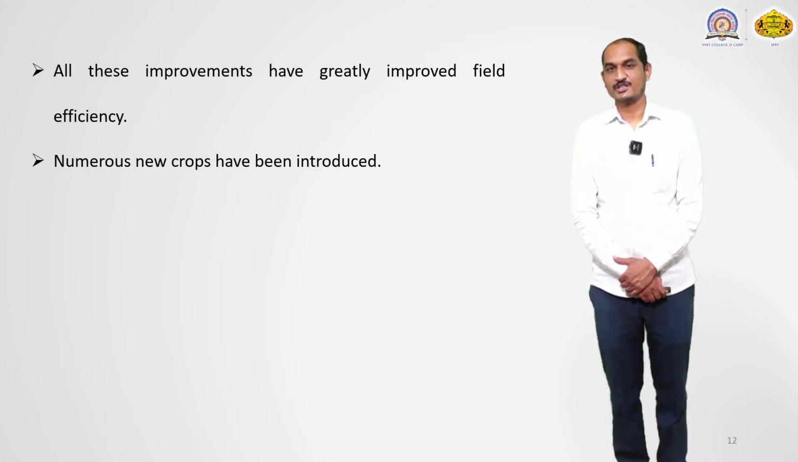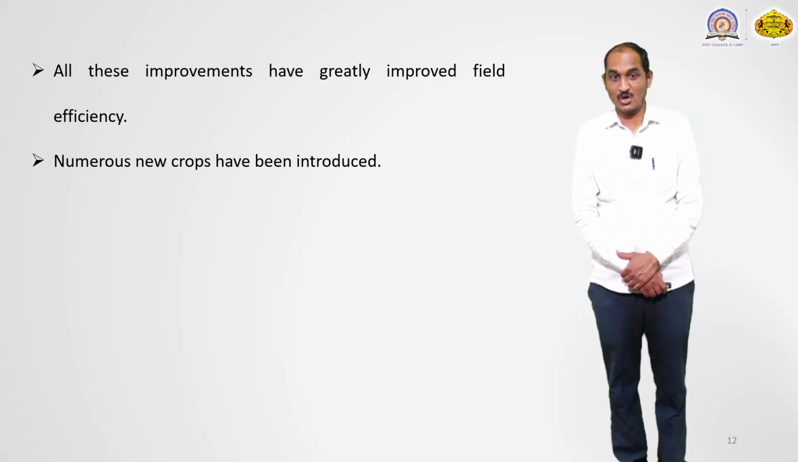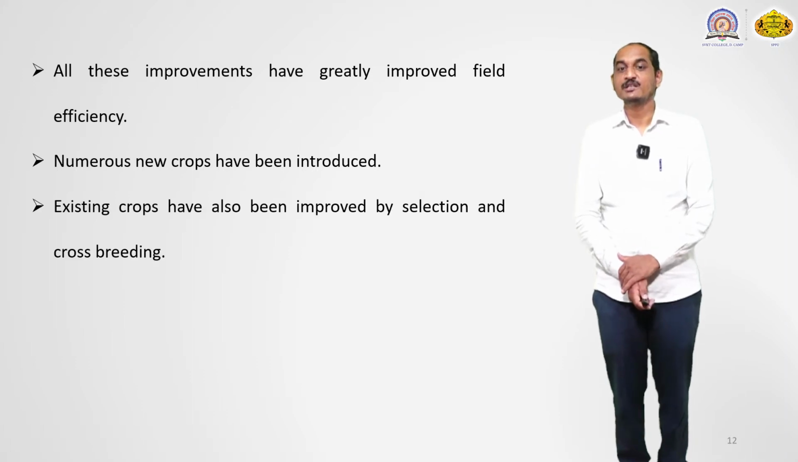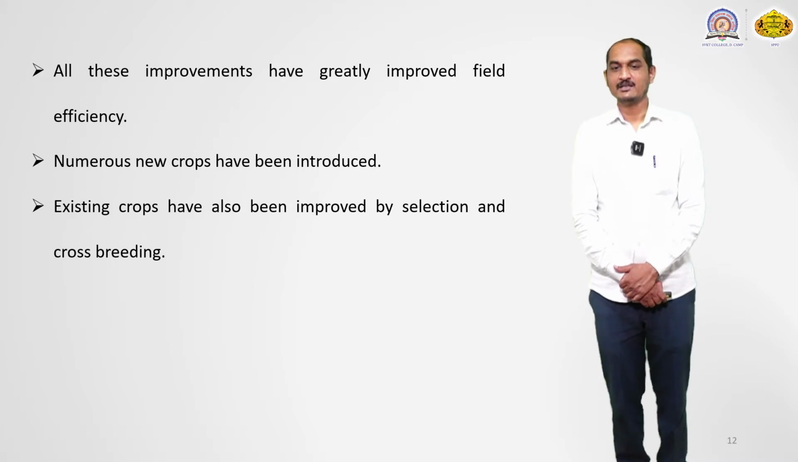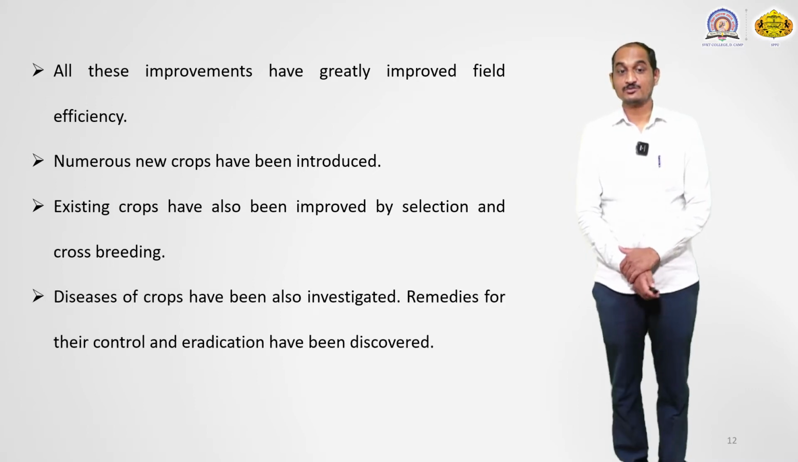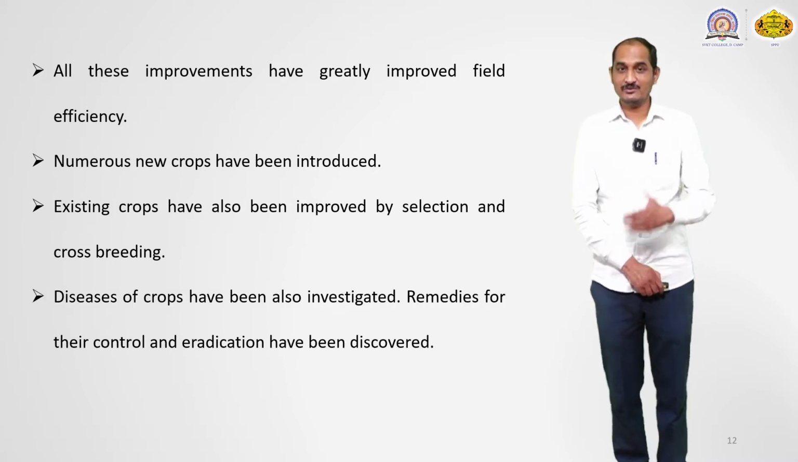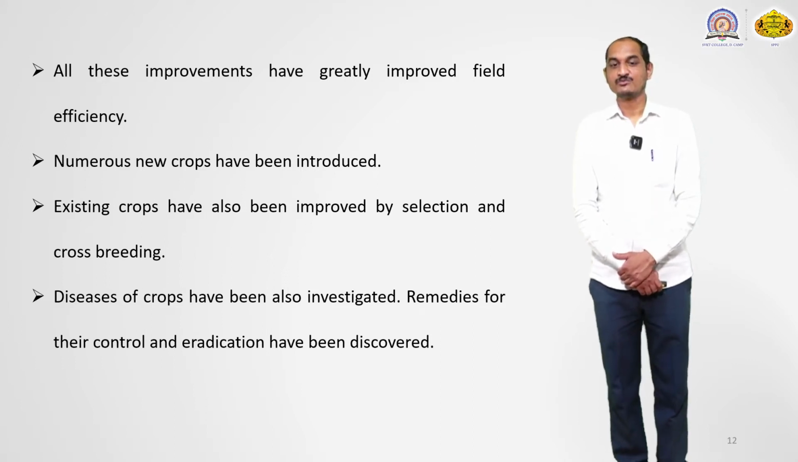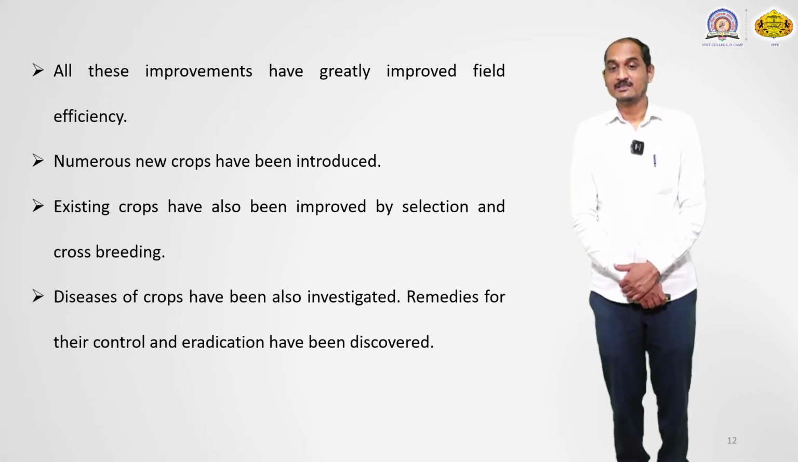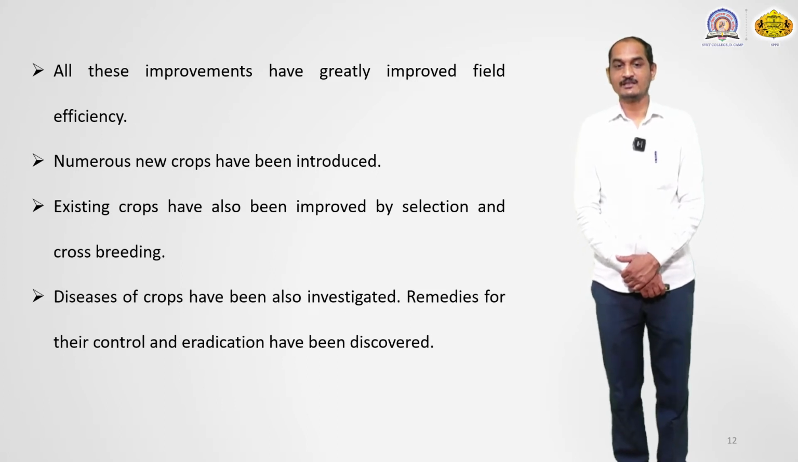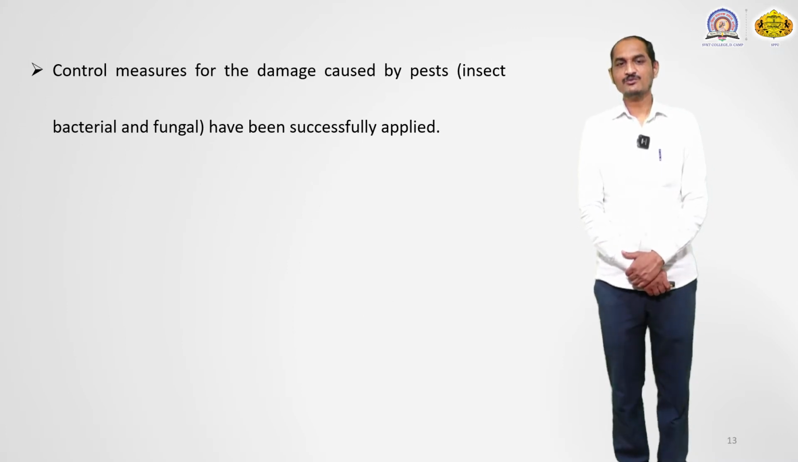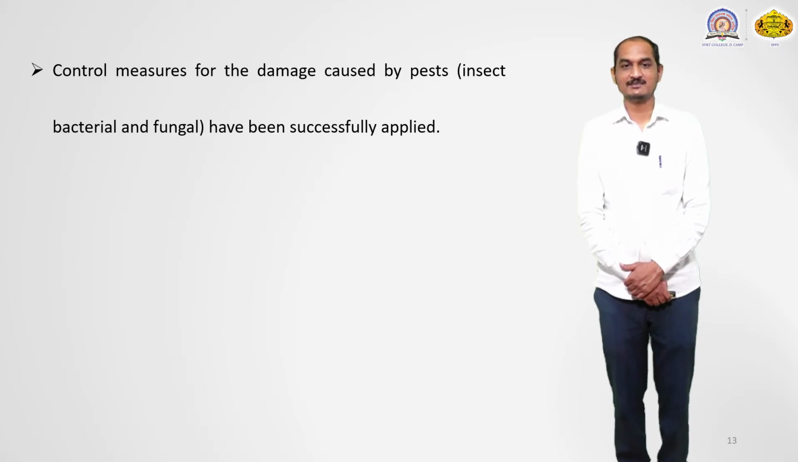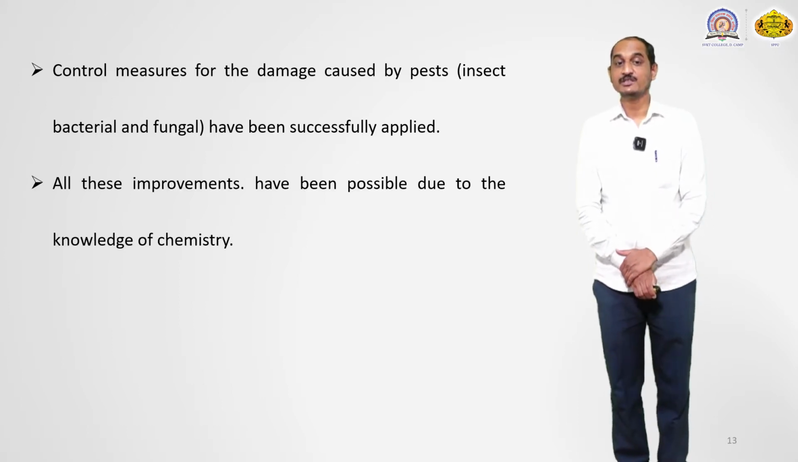So that increased the productivity of different types of farm products, and numerous new crops have been introduced. Okay. Then the existing crops have also been improved by selection and cross breeding. Along with that, the diseases of the crops have also been investigated. Then the remedies for their control and irrigation have been discovered. Therefore, control measures for the damage caused by pests like insects, bacteria and fungus have been successfully applied.